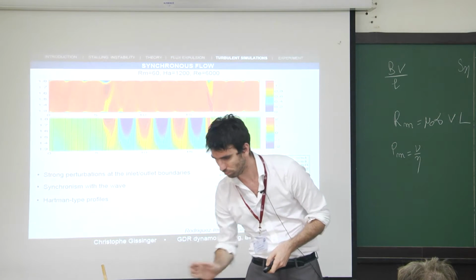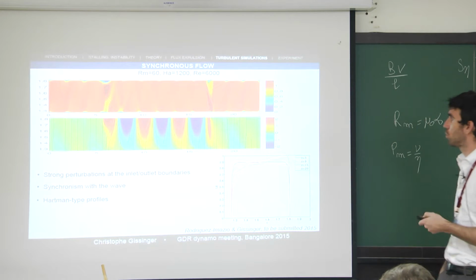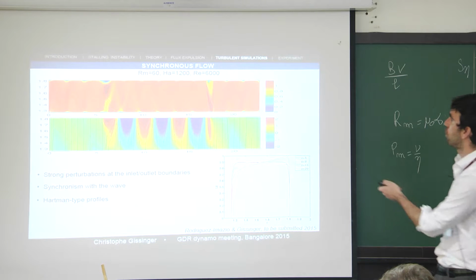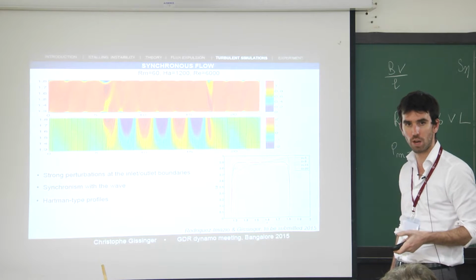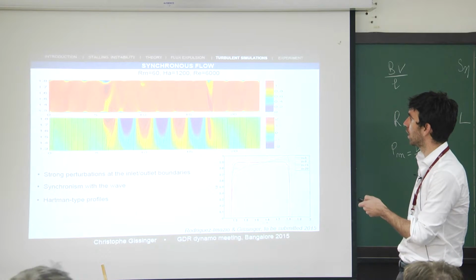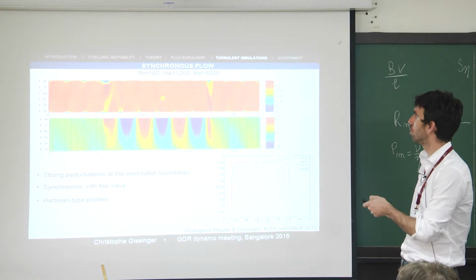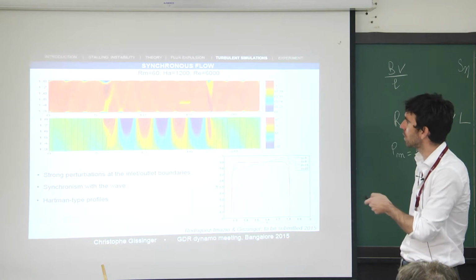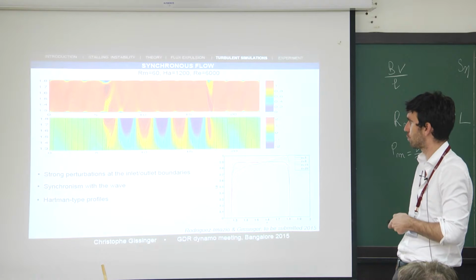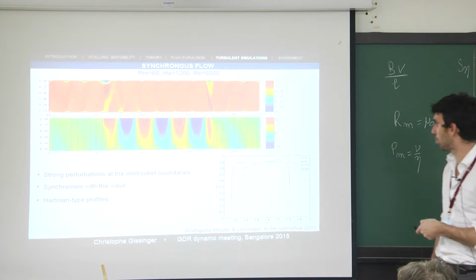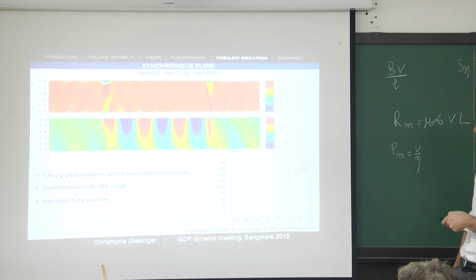So this is, for example, what we observe at low magnetic Reynolds number for Reynolds number now 6,000. Quite similar to what you've seen for the laminar simulation. We have synchronous flow, very homogeneous, except here, where we have the inlet-outlet effects of the finite size of the pump. And the profiles are still very close to a Hartmann profile.